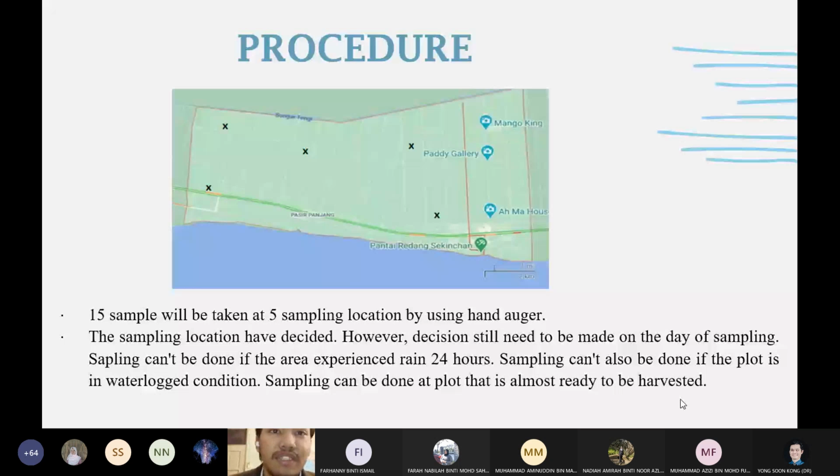The steps involved in soil sampling are, first of all, we will take 15 samples from 5 sampling locations by using a hand auger. As you can see from the map, we have marked 5 locations.